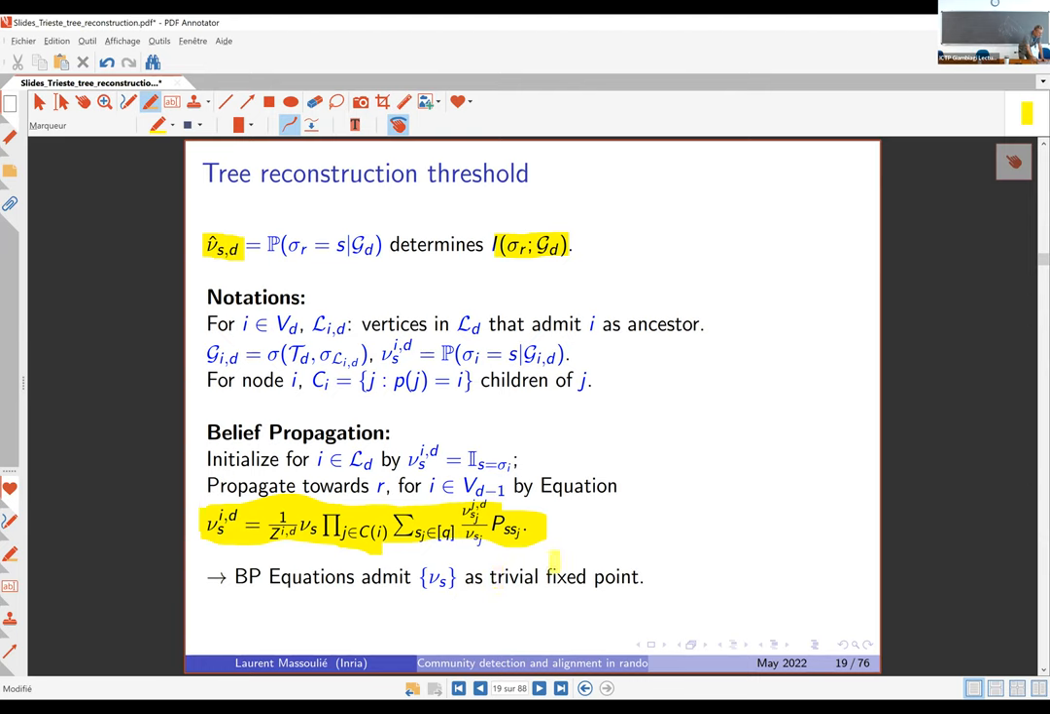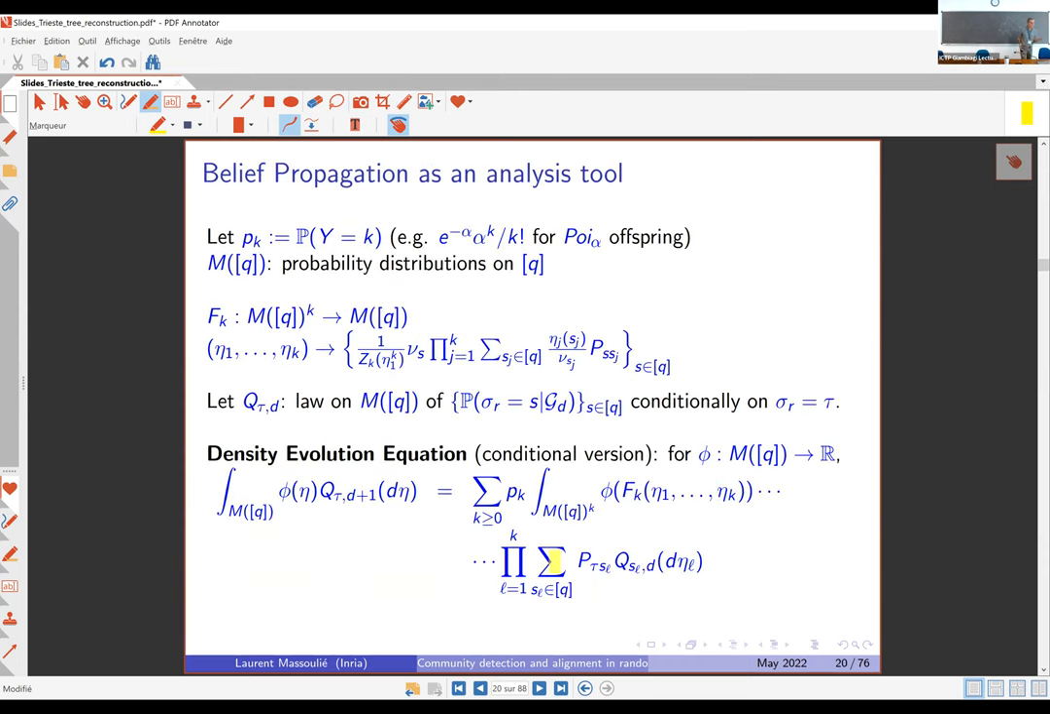One remark that is important is that they admit a trivial fixed point. If I plug into this equation the stationary distribution, this is a fixed point. This is not what I will do if I'm given the spins at layer D. I will plug in the true values, and so I will inject Dirac masses at the true values as distributions, and then I iterate and get distributions. These will be random distributions because they are functions of the spins below. But that's belief propagation.